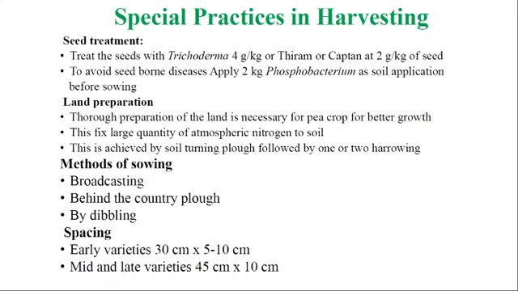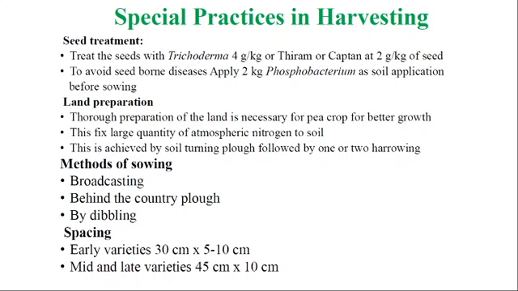Then the next point is the special practices in cultivation of peas. Before sowing, the seed needs treatment, and the seeds are generally treated with trichoderma at 4 gram per kg, or with thiram, or captan at 2 gram per kg of seed. By treating the seed, either with a biocontrol agent like trichoderma or with chemicals like thiram or captan, we avoid soil-borne diseases of the seedlings. For this purpose, seed treatment is essential.